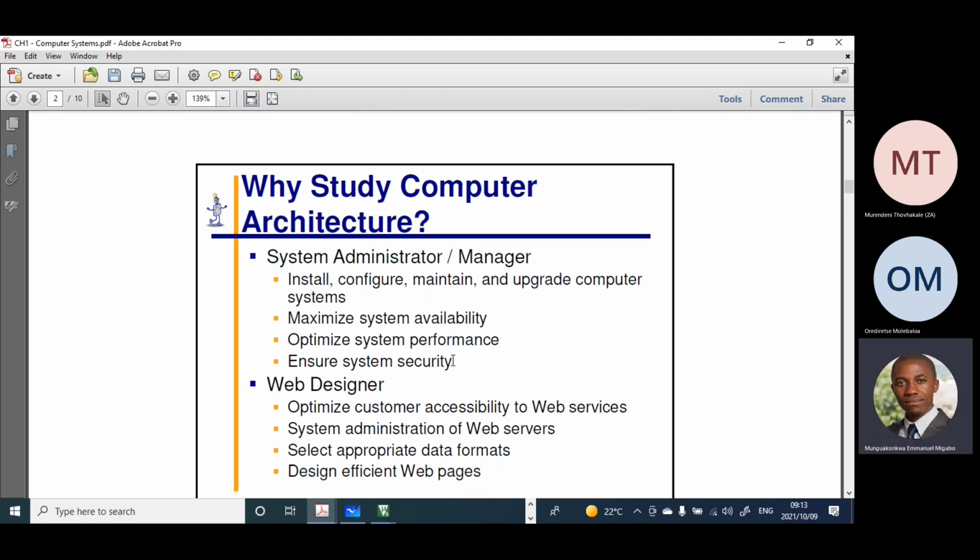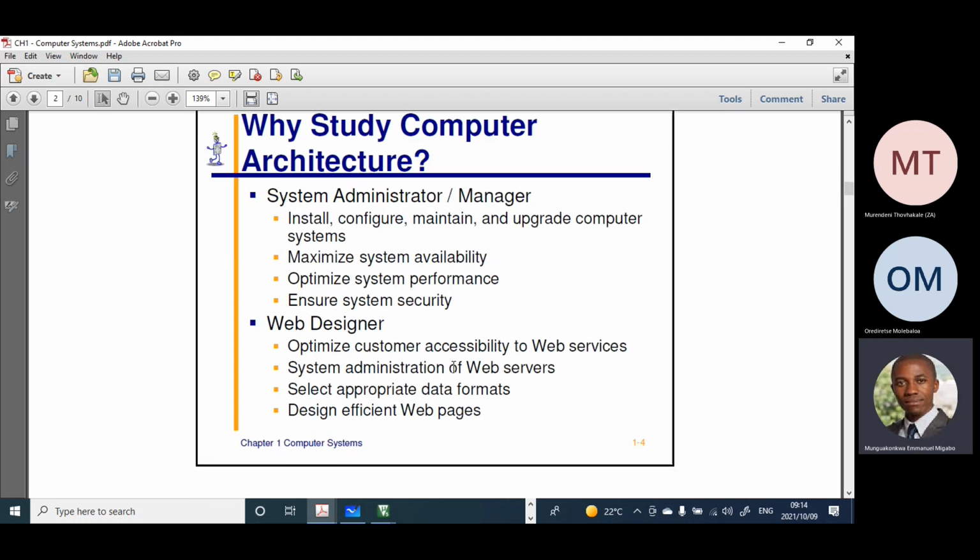For the system administrator, as I mentioned earlier, knowing the computer architecture helps them install, configure, maintain, and upgrade computer systems, maximize system availability, optimize system performance, ensure system security, and manage resource allocation. For a web designer, it helps optimize customer accessibility to web services, administer web servers, select appropriate data formats, and design efficient web pages, for example.